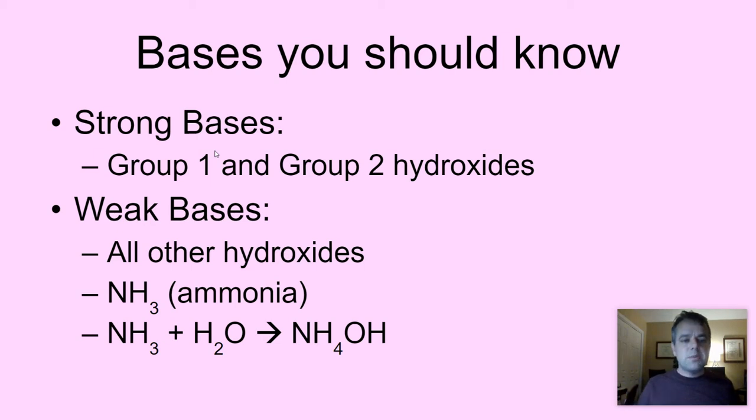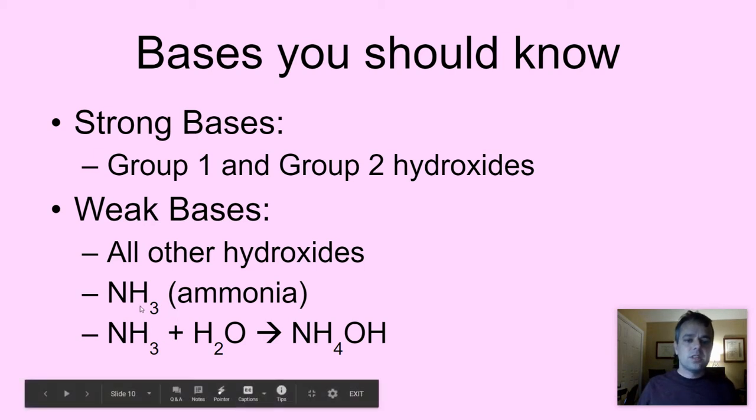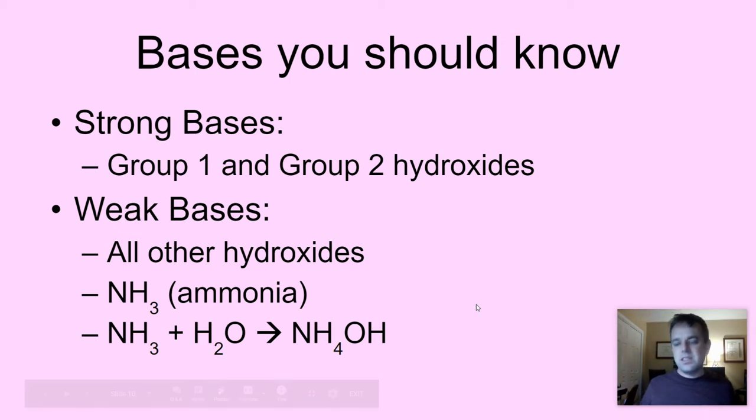And the weak bases are any other hydroxides, anything else that could accept a hydrogen ion. NH3 is a very commonly used weak base. NH3 reacts with water to form ammonium hydroxide, NH4 pluses and OH minuses. All right, so those are the bases. Bases typically, under the Arrhenius model, have hydroxide in them. But as you'll see, anything that can react with an acid to accept a hydrogen ion is a base.